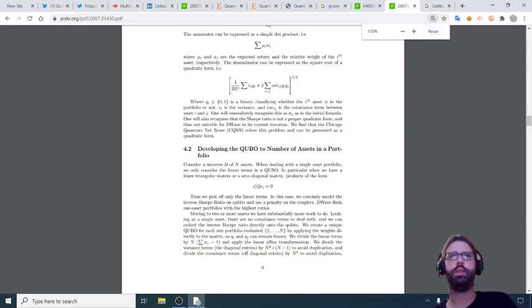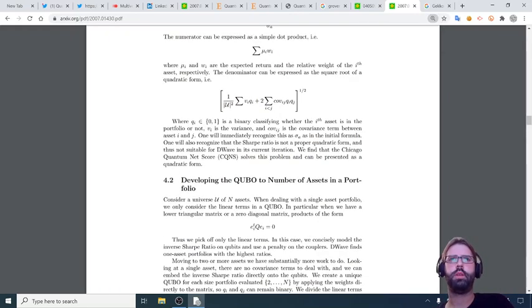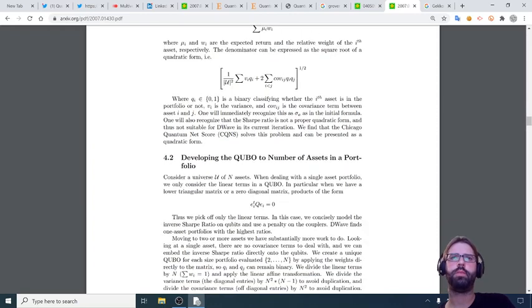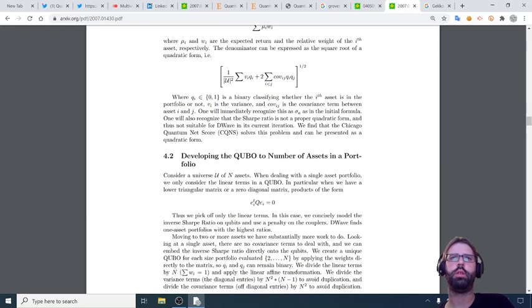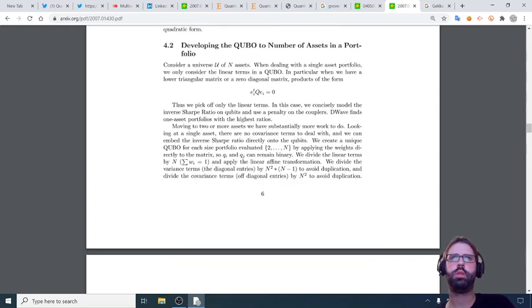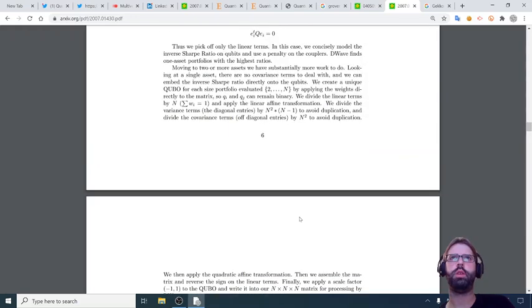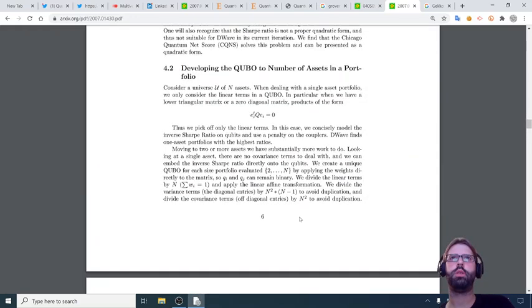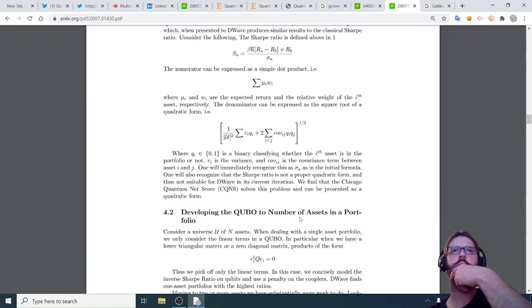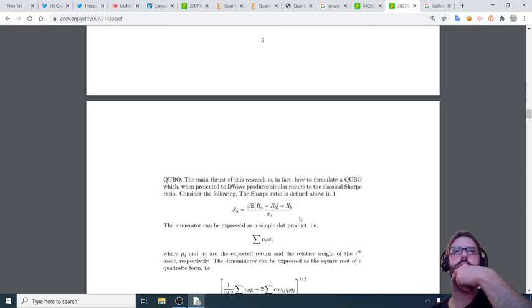So what they say is that single asset portfolios will only consider the linear terms in a QUBO, in particular where we have a lower triangular matrix. So the linear terms, since you model the inverse Sharpe ratio on qubits, and there's a penalty on the couplers. But where's the actual Hamiltonian? Is this one here finally?